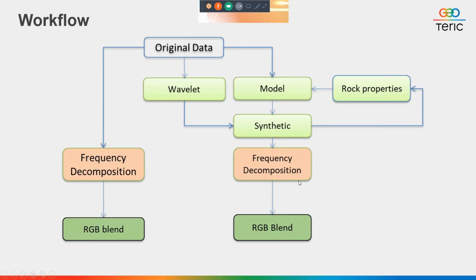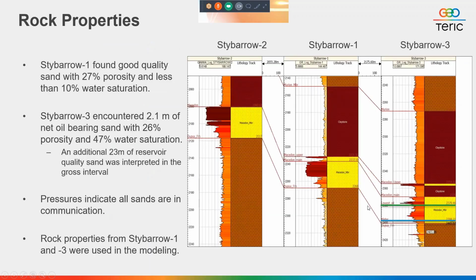And then we will apply the same parameters for the frequency decomposition and the color blends. And then we can compare both color blends, the one coming from the synthetic, from the model, and the other one coming from the original. And we will tweak the rock properties until we get a good match between the two, that way linking the frequency responses with rock properties.